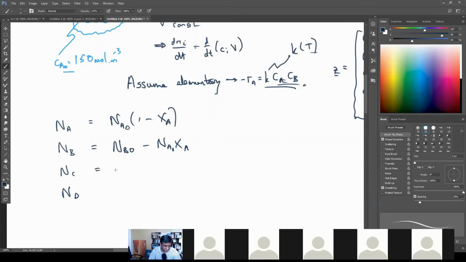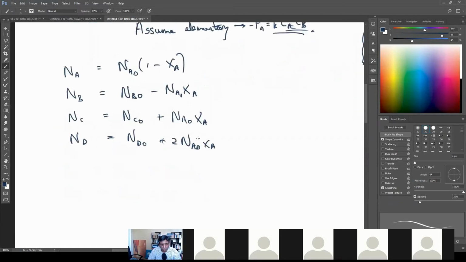And then the amount of C, so we have NC naught, and we gain C. As much C forms as A gets consumed, so this is plus NA naught XA. And then for D, we are feeding some D, and we know that twice as much D forms as A is consumed, right? So this is all true.